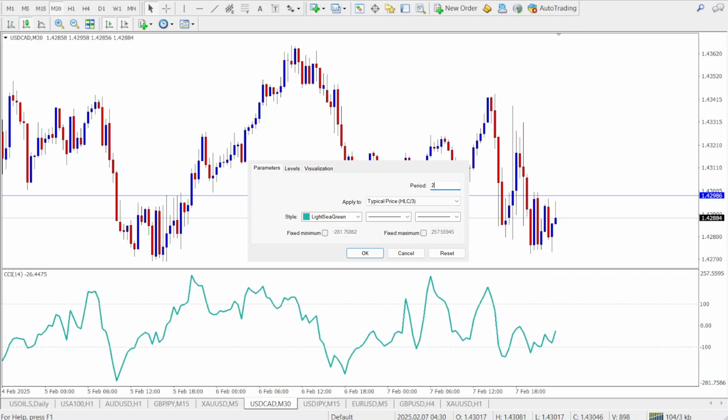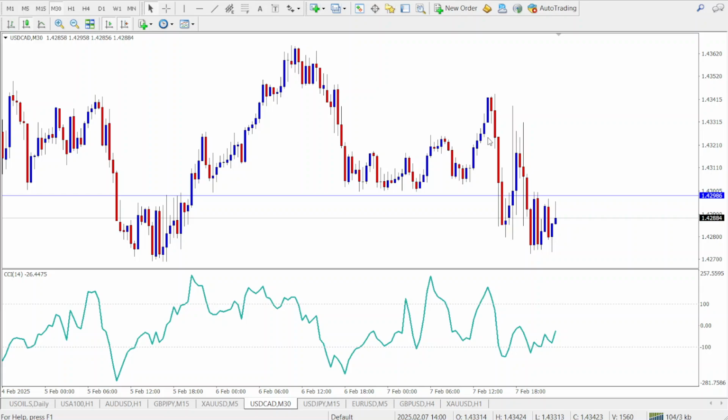Then you can use the 21 period for a smoother signal. If you want smoother signals and you want to reduce false alarms, you can use the 21 period. However, for this simple CCI trading strategy, we're going to be sticking with the 14 period, the default, because it provides a good balance between responsiveness and accuracy.